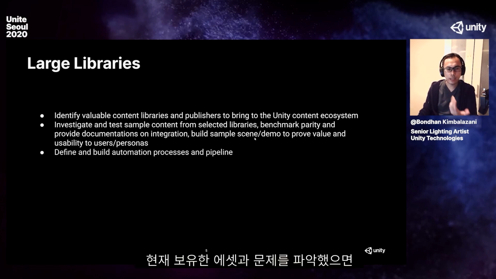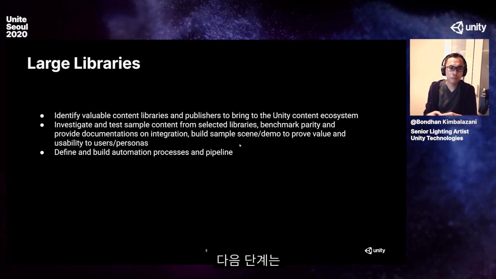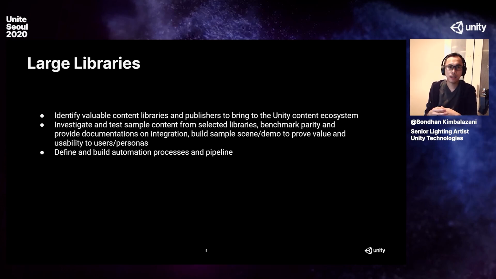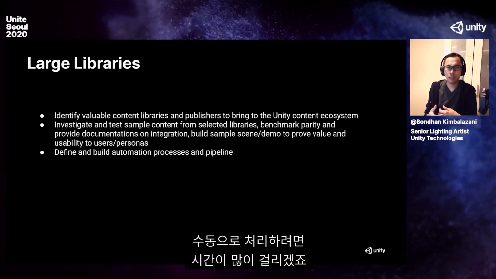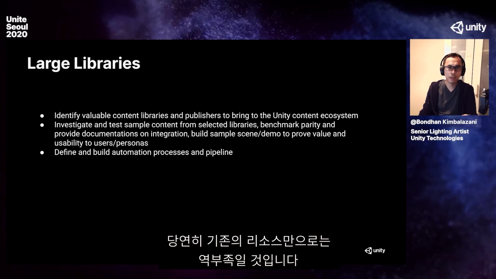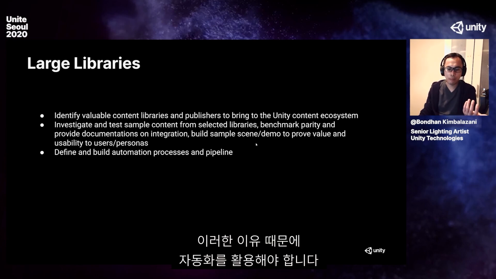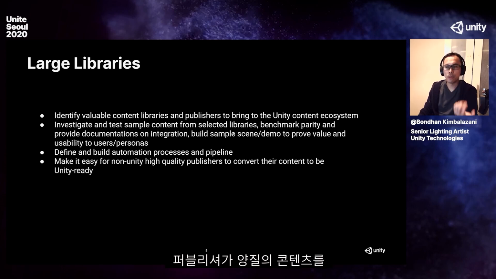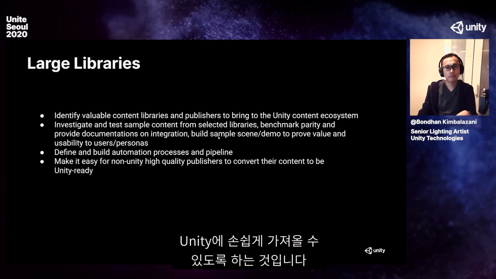Then once we identify the assets, the problems, and what we need to do, we plan on automation, because as the name says, it is large libraries. So potentially we will deal with hundreds or maybe thousands of assets. To do it manually would take a lot of time, and we simply don't have the resources to do that. So we need to leverage automation in this. The main goal for this initiative is to make it easy for high quality publishers to bring their content into Unity.